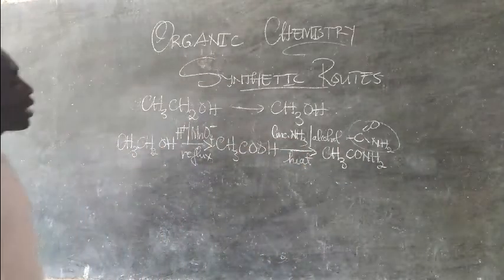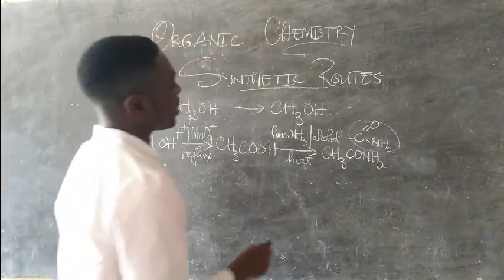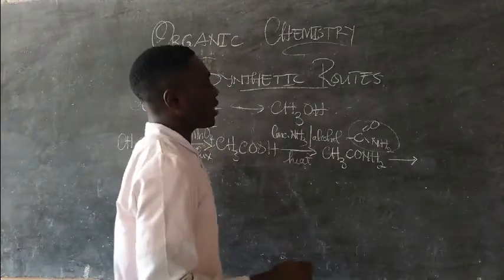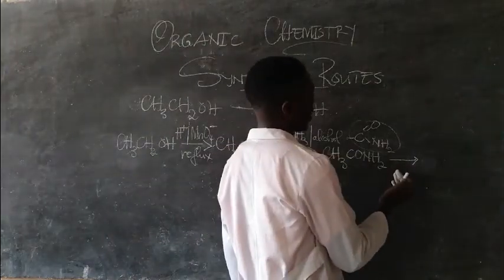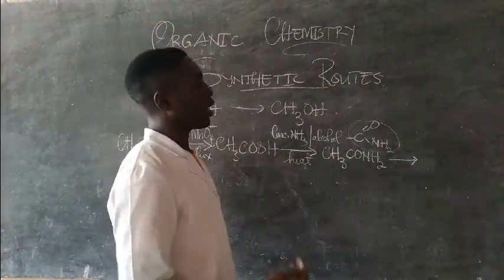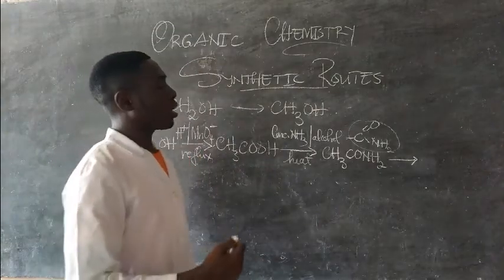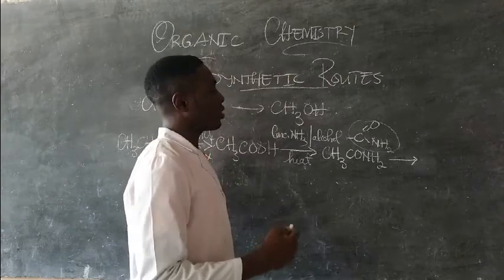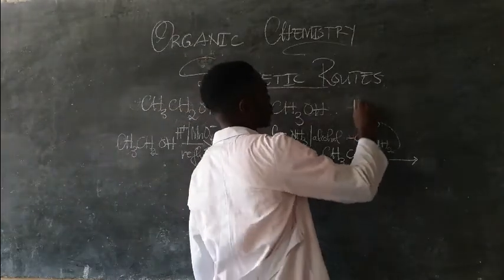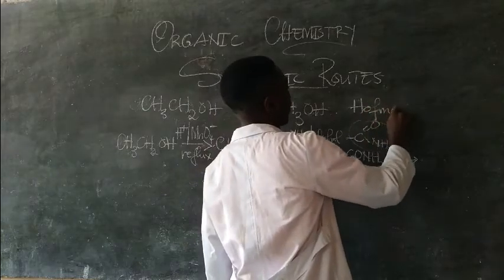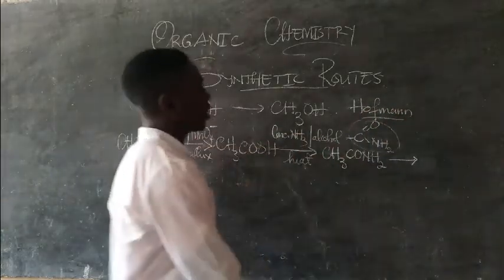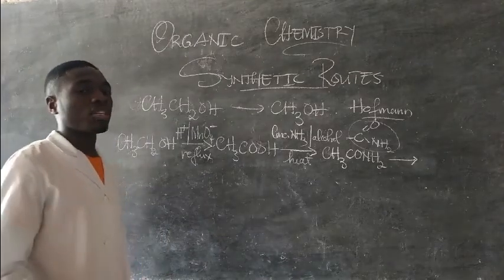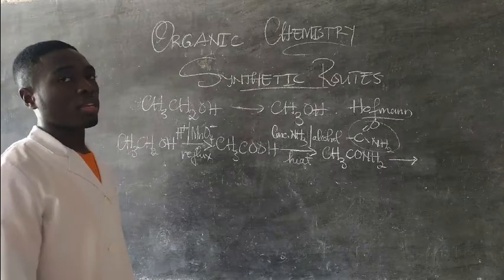Now what happens is that this step which I'm about to give you is a very, very important step in organic chemistry. And it is from here that we usually remove carbon atoms from the principal chain, reducing the number of carbon atoms in the chain. We call that reaction the Hofmann degradation reaction. It is a very, very important reaction in organic chemistry, which leads to step down of the number of carbon atoms in the chain.